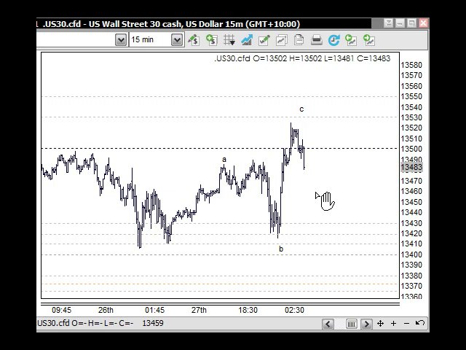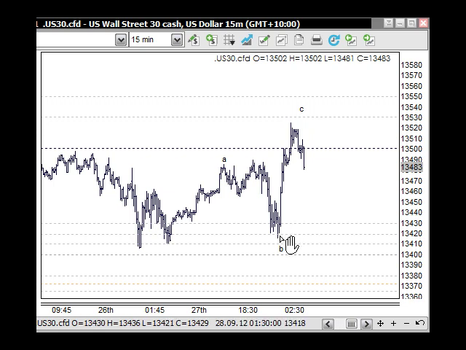However, it could turn into a larger impulse wave, but I think the best way to handle this is just to wait to see if the 13,500 becomes the support or the resistance. Because we have a little 5-wave structure moving to the downside here as an impulse wave, that means that we'll get a 3-wave counter trend and then another 5 waves down.